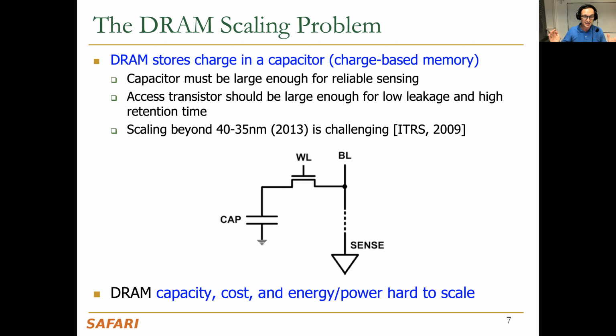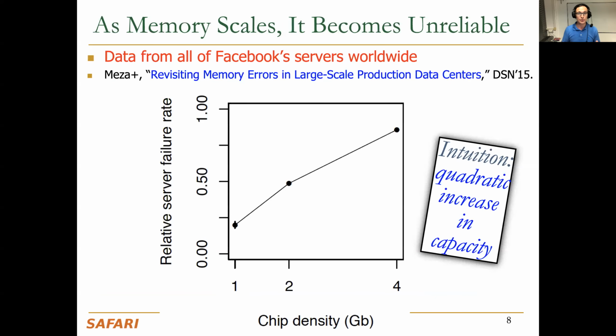As you reduce the size of a DRAM cell, the sizes of both of these structures and other structures also reduce. As a result, both of these properties become much more difficult to maintain, and the DRAM cell becomes much more vulnerable to different types of noise inside the system. We're going to talk about a particular type of noise, but there are many other kinds of noise. And because of these noises, as memory scales to smaller, denser technology nodes, it becomes unreliable.